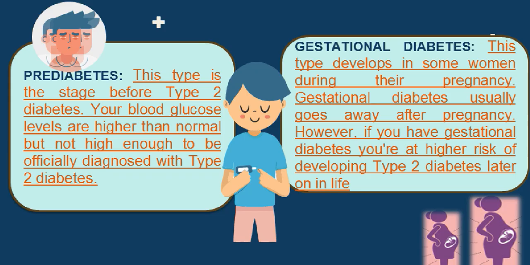Prediabetes is the condition in which blood glucose levels are higher than normal but not high enough to be officially diagnosed with type 2 diabetes. It is the pre-stage of type 2 diabetes. As it prolongs, it can cause type 2 diabetes.